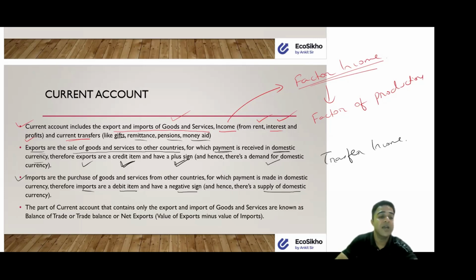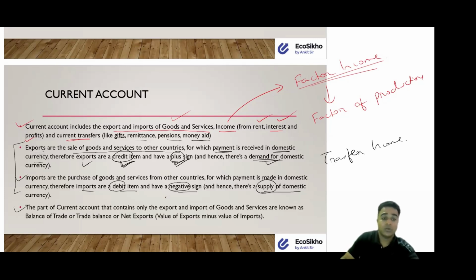So just to summarize, export leads to a demand for domestic currency. Export is a credit item. Export is accompanied by a plus sign. Whereas import leads to a supply of domestic currency. Imports are a debit item. Imports are usually accompanied by a negative sign. Imports lead to outflow of money, whereas export leads to inflow of money. So I hope this is clear.